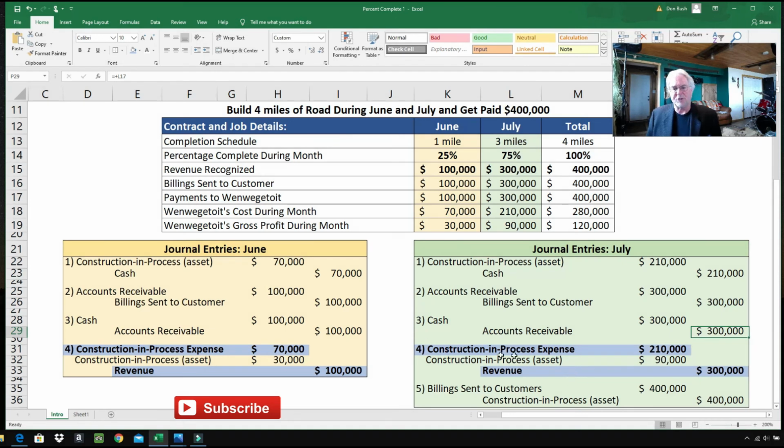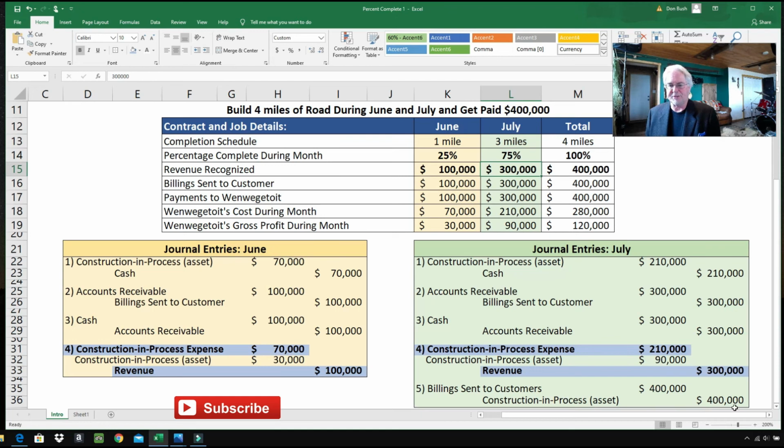So construction in process expense, $210,000. Where did we get that $210,000? Well, that was how much was spent on the project during the month of July. And revenue, they're claiming $300,000 worth of revenue, and here we go, we get that right off our chart also, $300,000. Billings sent to customers and construction in process.